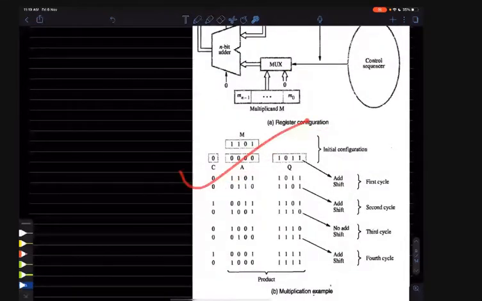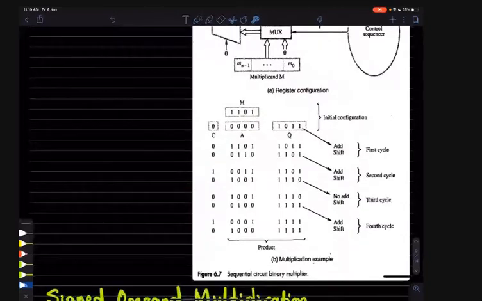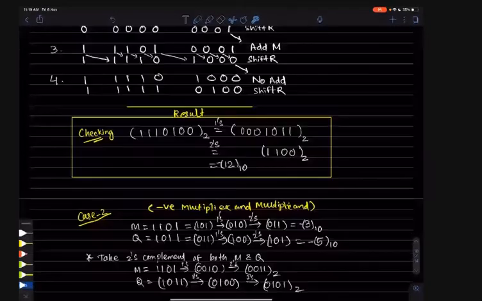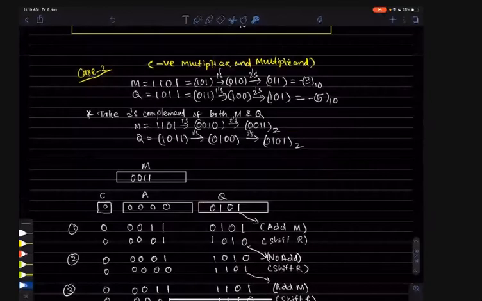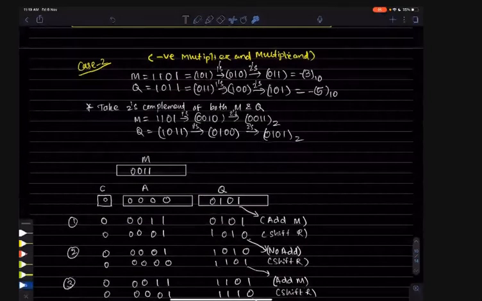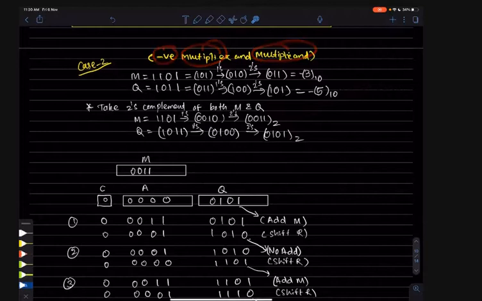And you can do your work. Okay, so that's very easy. You just have to do 2's complement and all other steps will be same. So this is your example for case number 2, where both multiplier and multiplicand are negative. We have taken the numbers 1101 and 1011.